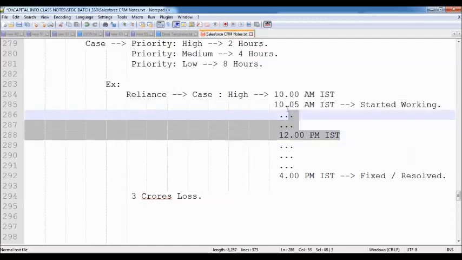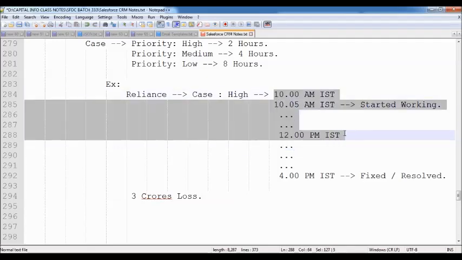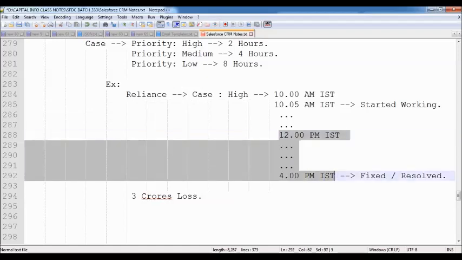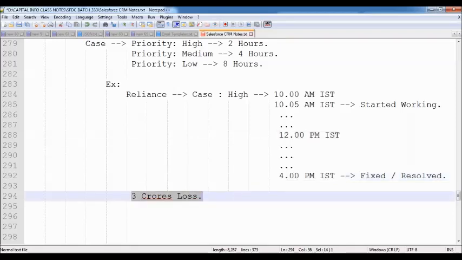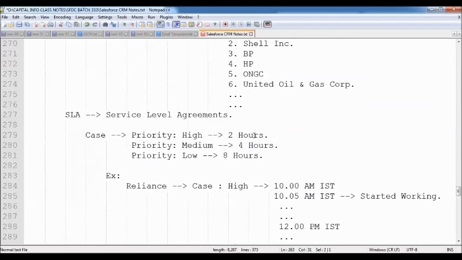There is sufficient time which we have given to the GE people to resolve the problem. But they're unable to resolve the problem within the specified time period, within the specified SLA. They have taken 4 more hours additionally. Because of these 4 hours, I got some 3 crores of loss. Then who will pay this amount? This amount has to be paid by the GE people to Reliance as a penalty, because GE people committed that they are ready to provide resolution of high priority cases within 2 hours. But they have taken 6 hours.